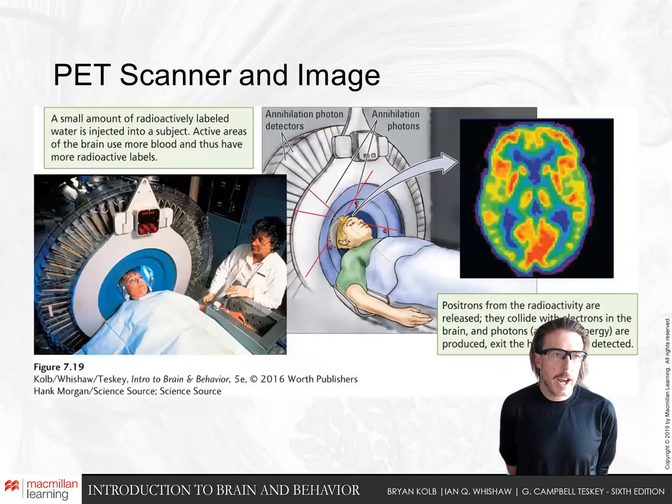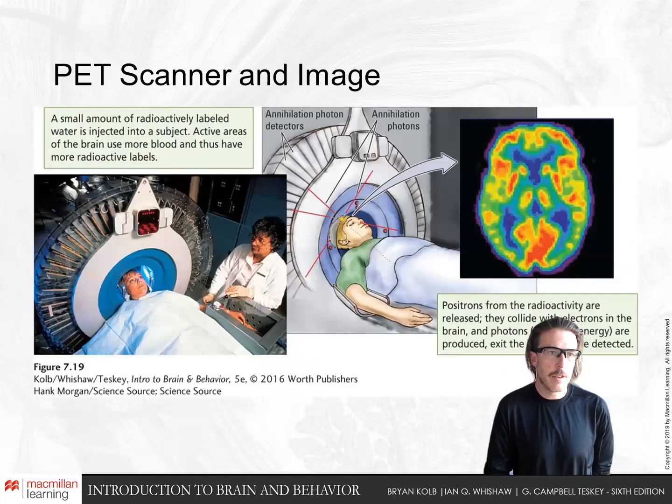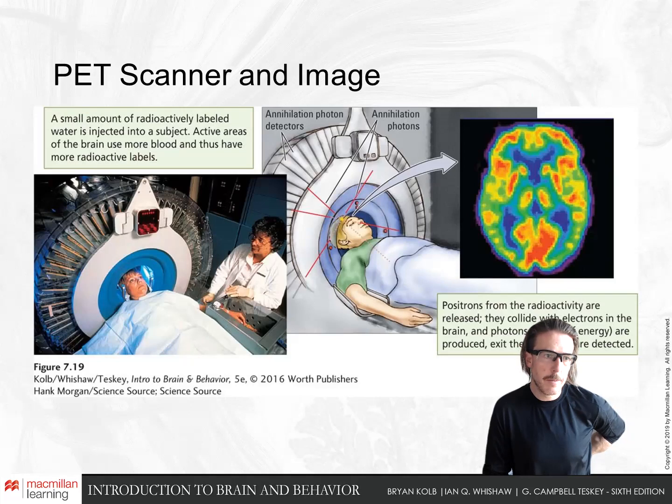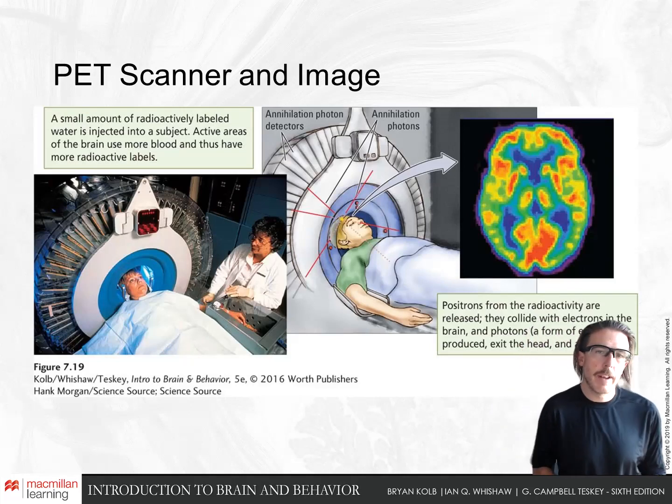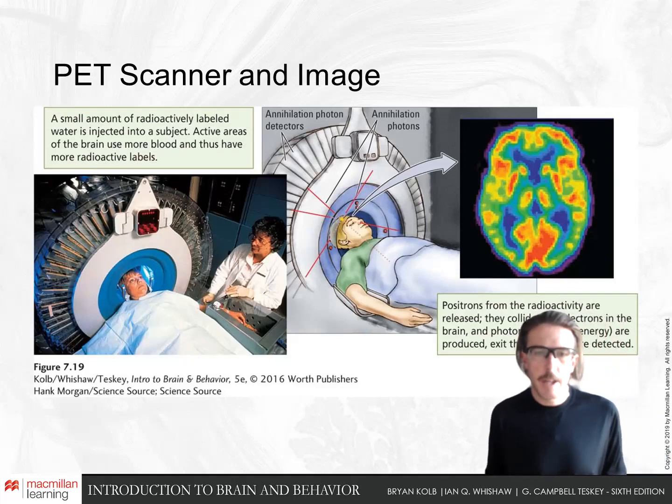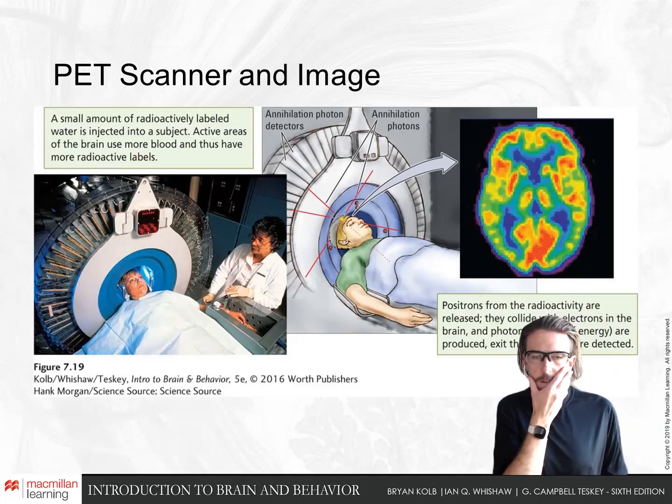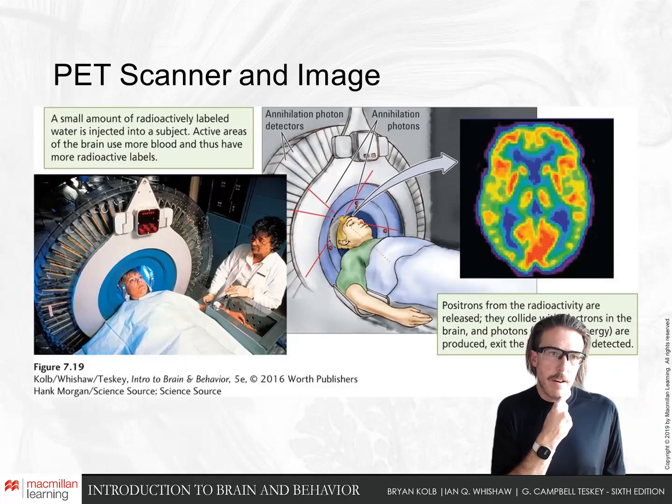So here's a PET scanner being shown. We inject a small amount of radioactive labeled water into the subject, and brain areas that use more blood are therefore, because water comes in the blood, going to have more of those labels. So it's the same idea: increased blood flow we can measure with this technology. We attribute that increased blood flow to increased neural activity.